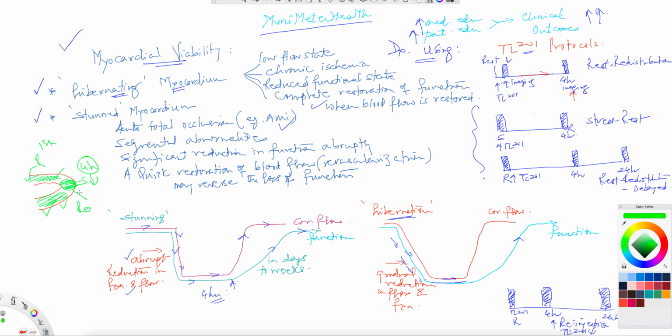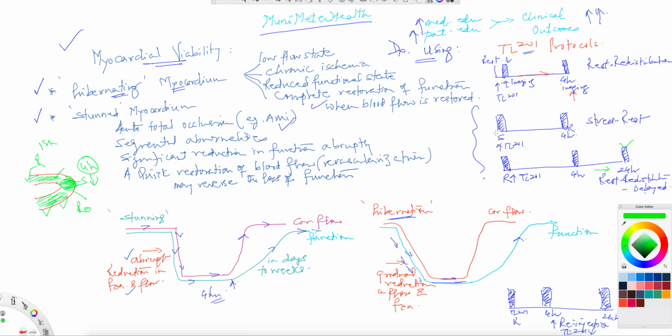Now, a lot of people have suggested that sometimes you may not see the entire segment being visualized in 4 hours as a viable segment. It could have been, say, only partial segment viability was seen at 4 hours. Then evolved the second protocol where they started to image patients for 24 hours. So this became the rest redistribution delayed imaging.